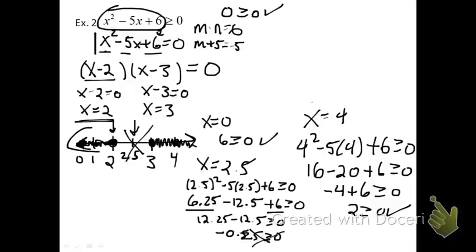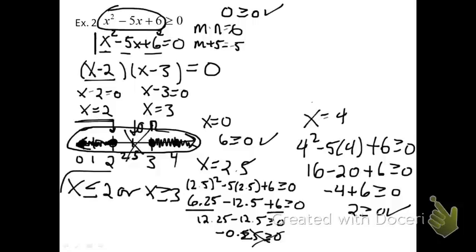If you think about this number line, that's another compound or inequality, and it would go x is less than or equal to 2, or x is greater than or equal to 3. As long as I pick an x value that satisfies that inequality, it will also satisfy this quadratic inequality. Let's take a look at another one.